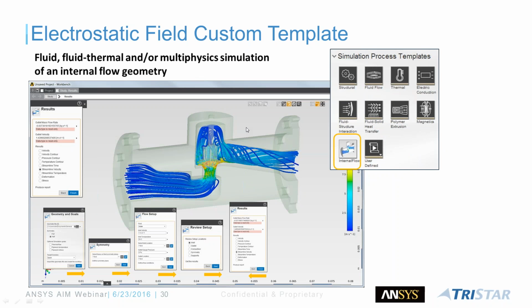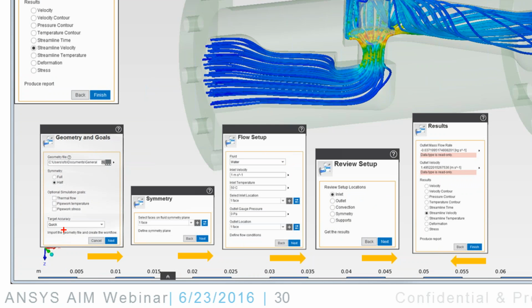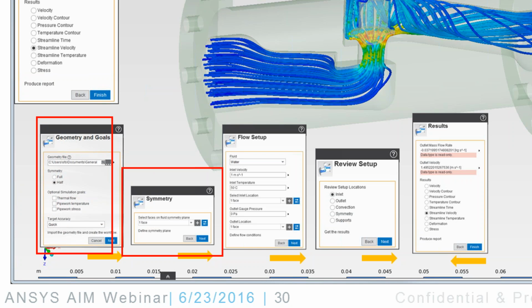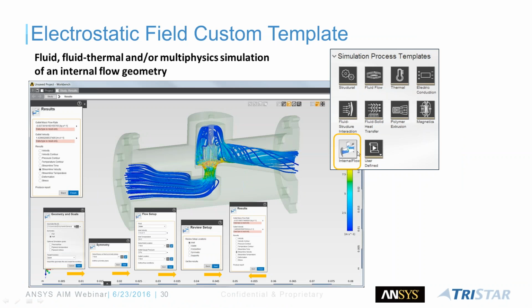So that's another example. Here's one for internal flow, right? Again, this is something that, let's say your analysis group, you probably have very highly experienced, some PhD folks that have been doing CFD for a long time, and they really know it in and out, and they're able to kind of set this up for you, right? The geometry and the goals, right? The symmetry, should I be using symmetry? The flow setup itself, right? What type of results are we going to look at, right? Do we need streamlines, path lines? Do we need mass flow rate?